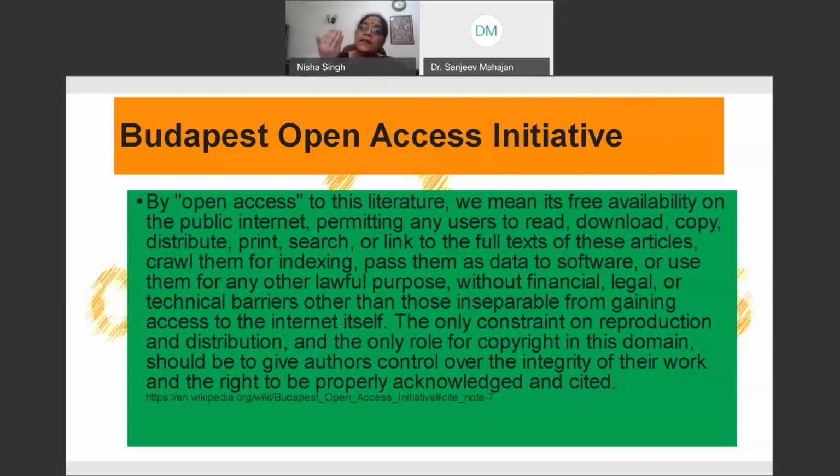So similarly, when you are using the material, just cite, just acknowledge. There's nothing else. No financial, no legal, nothing. Just acknowledge, whether it's an OER, whether it's an open access, just acknowledge.